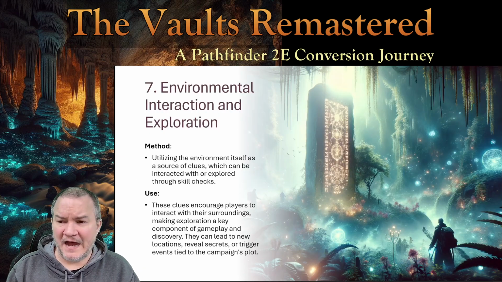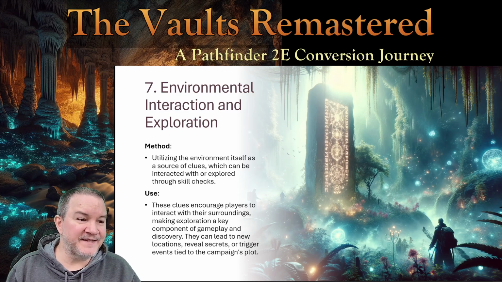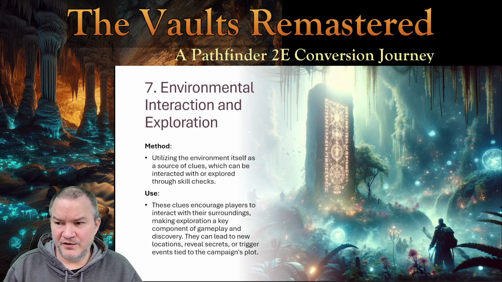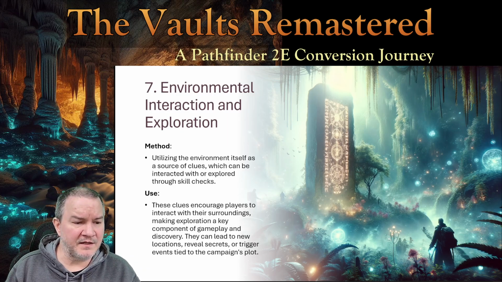All right, then the seventh aspect of your actionable clues that you want to use. That is environmental interactions and exploration. So with these clues, you can use the environment itself as a clue, and that can be interacted with and explored through, again, skill checks. So these clues are going to encourage players to interact with their surroundings themselves, making exploration itself a key part of gameplay.